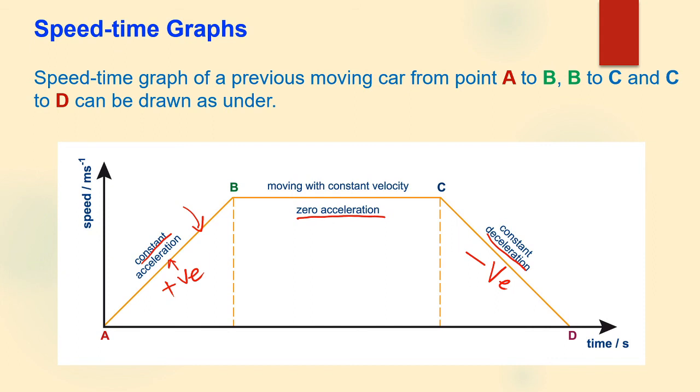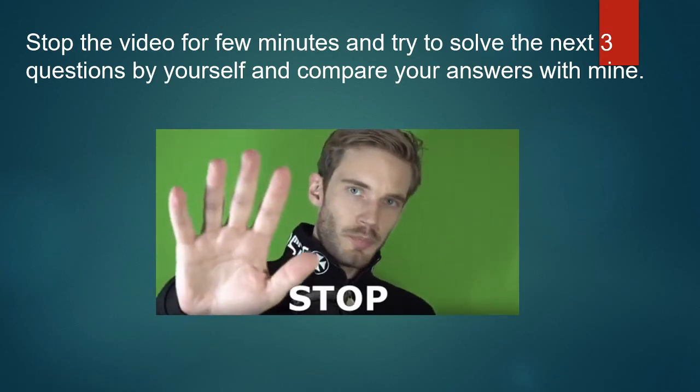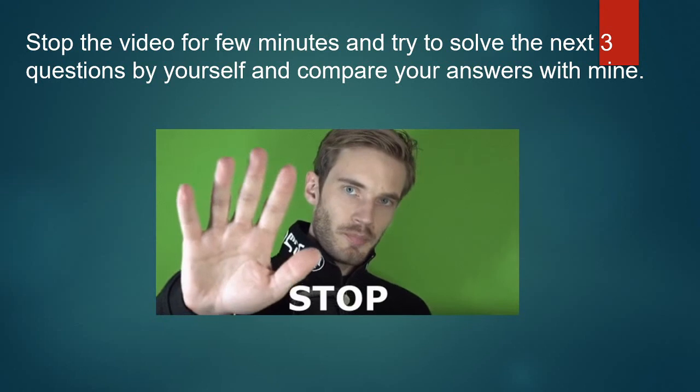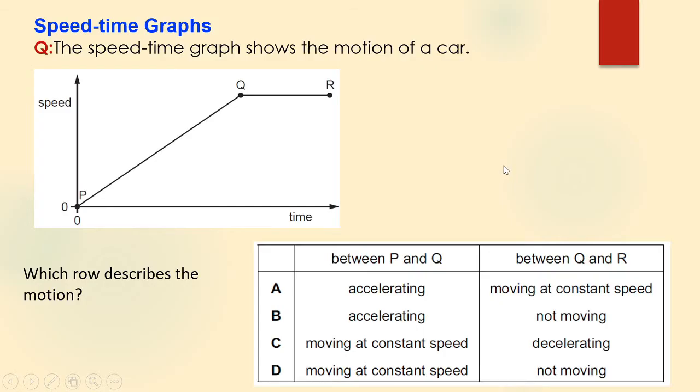So we can find these accelerations from the gradient of the graph. Again, we can use the formula to find the acceleration: y2 minus y1 over x2 minus x1. And we can get the value for the acceleration for different sections of the graph. Stop the video for a few minutes and try to solve the next 3 questions by yourself and compare your answers with mine.